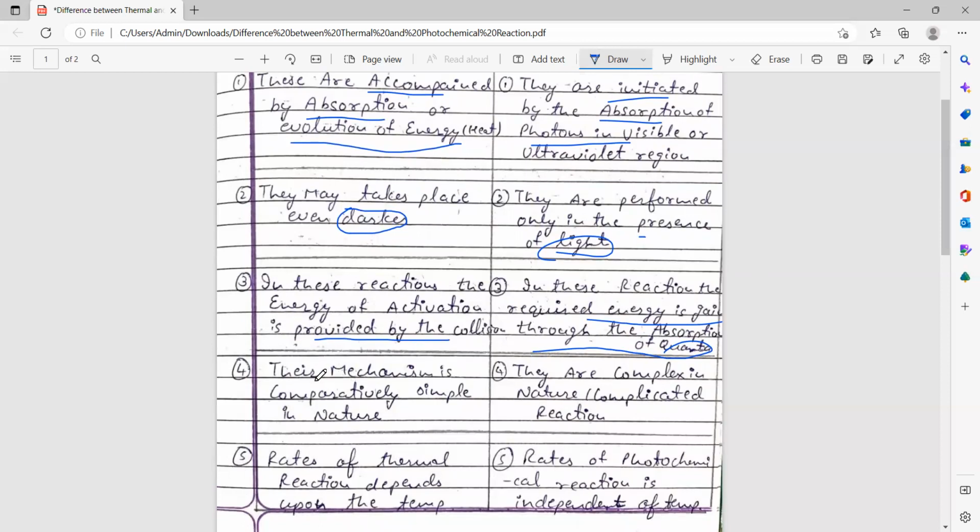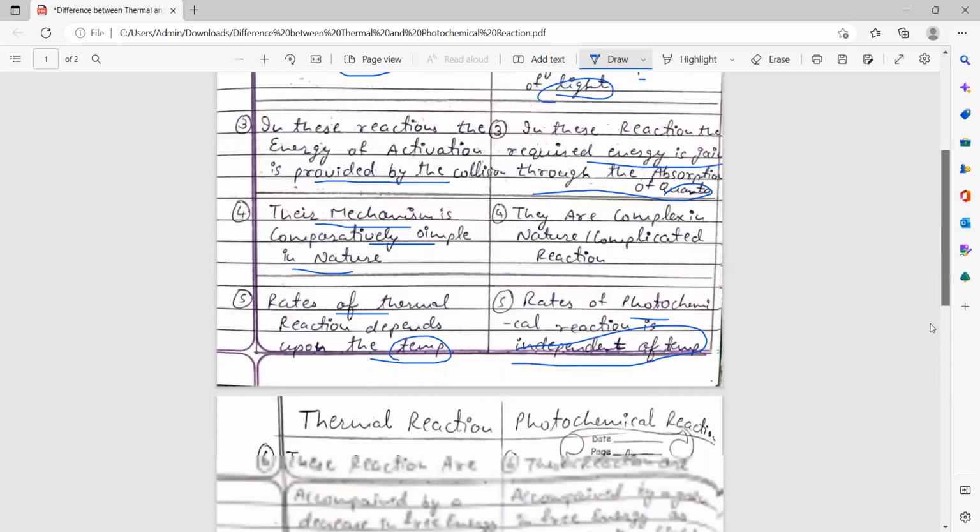In thermal reactions, the mechanism is comparatively simple in nature, but photochemical reactions are complex in nature, with complicated reaction mechanisms. The rate of thermal reactions depends only upon temperature, and as we already discussed in our first video, the rate of photochemical reactions is independent of temperature.